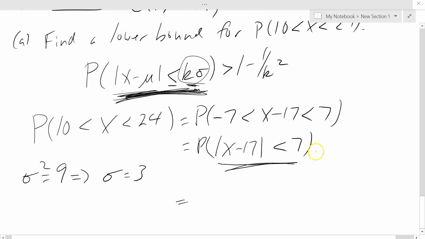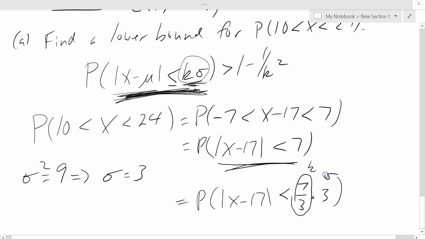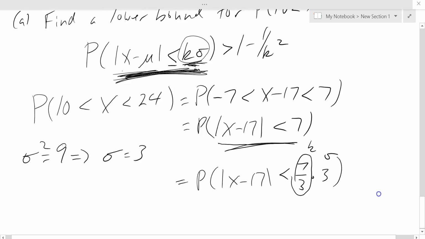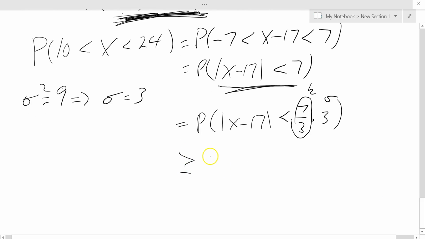So rewriting this, it would be less than 7/3 times 3, right? And the reason why I wrote it that way is because what's your k? 7/3. This is your k, this is your sigma. So this will now be greater than or equal to 1 minus 1 over (7/3) squared, which will be, what, 40 over 49?